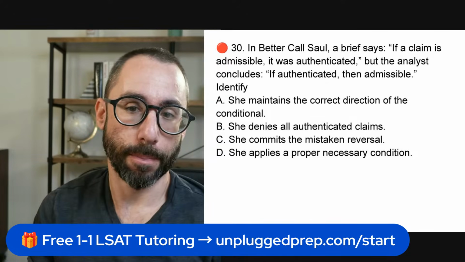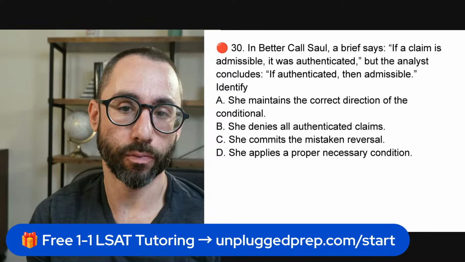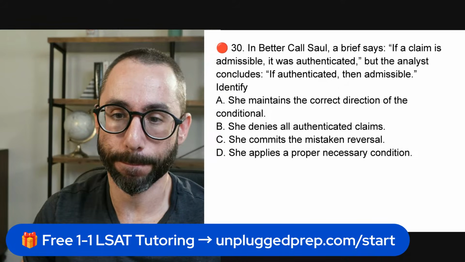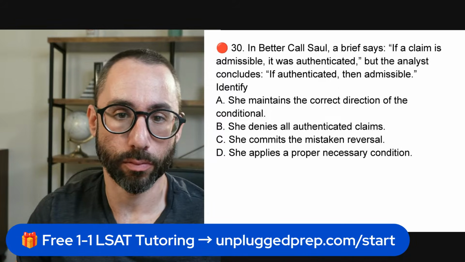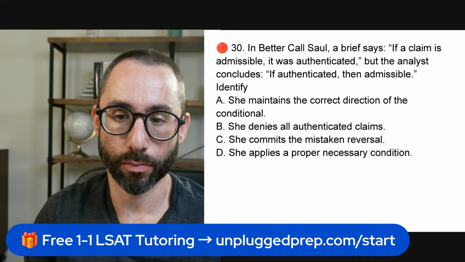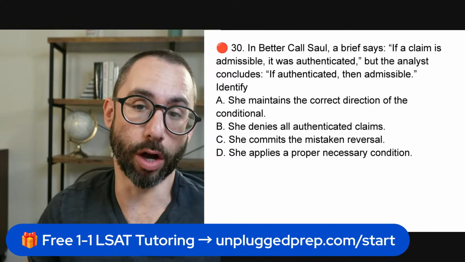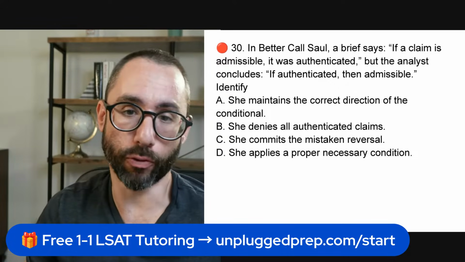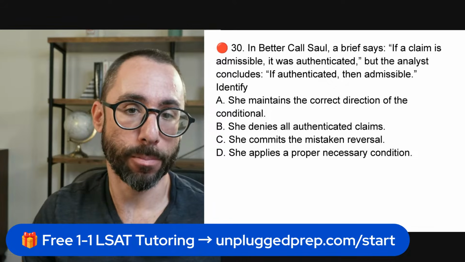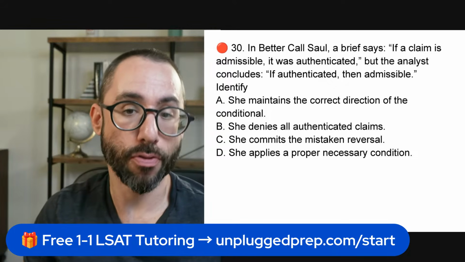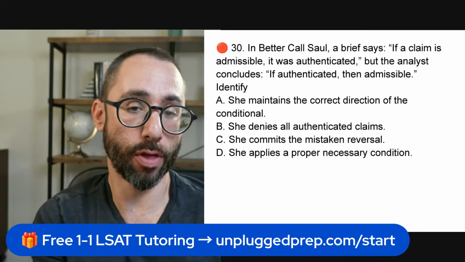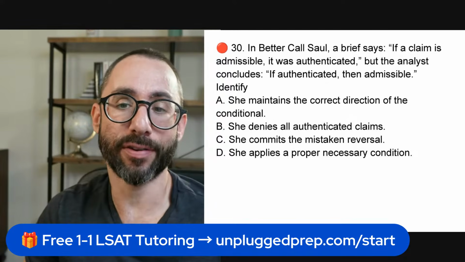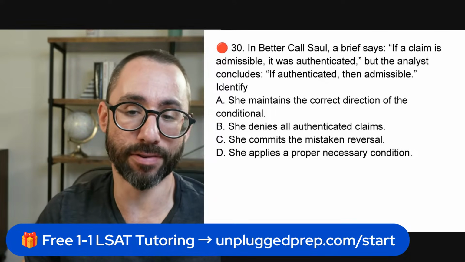So evidence was, if the brief was admissible, then authenticated. Conclusion, authenticated, then admissible. So is she correct? Is there no flaw? I'd say no. So A says she maintains the correct direction. I know some folks are saying A, but there's a reversal here. Admissible is sufficient, authenticated is necessary in the original. Then in the conclusion, they get it backwards. Authenticated, then admissible. So it's not A. It is choice C. She commits the mistaken reversal, improperly reversing necessary and sufficient conditions.